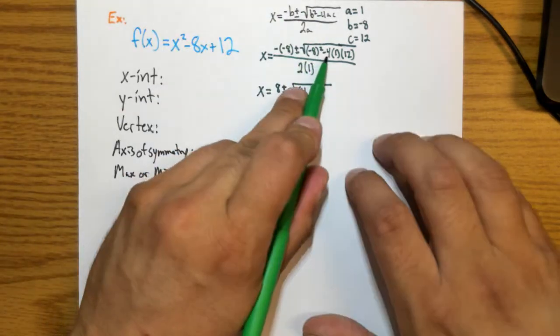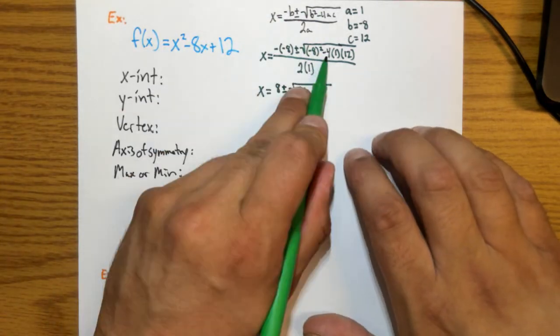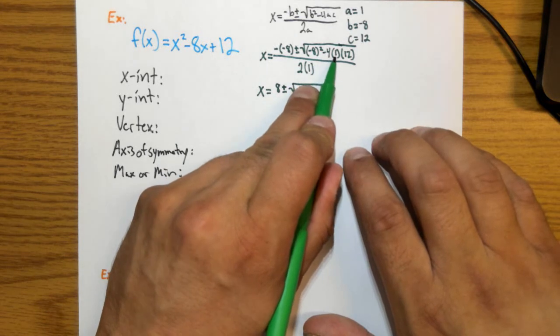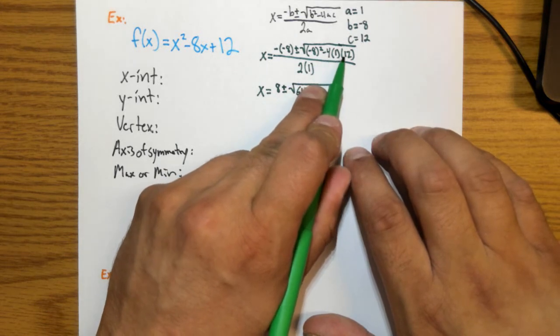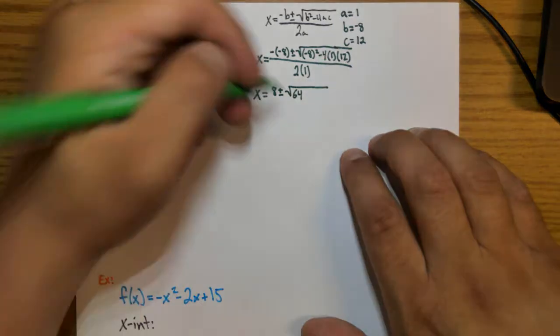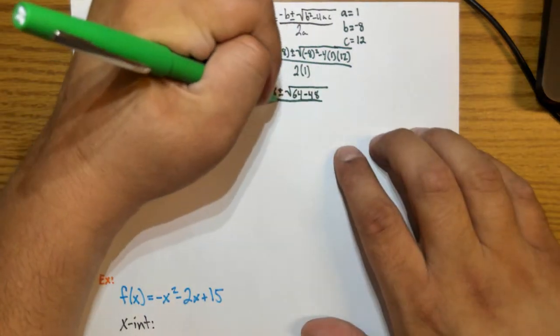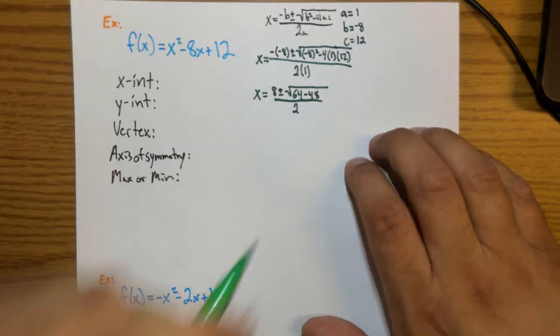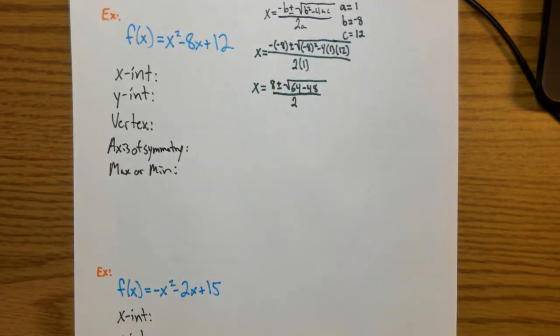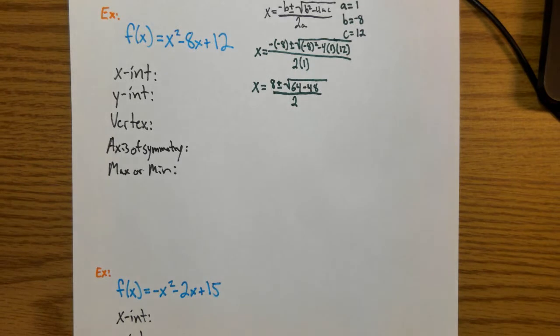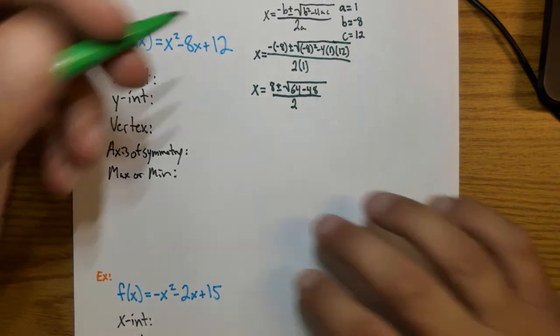And remember, I like to do this whole next part all at once. So negative 4 times 1 times 12 is negative 48. So we're going to have a minus 48, all over 2 times 1, which is just 2. At this point, we'll continue simplifying under the radical, under the square root sign.